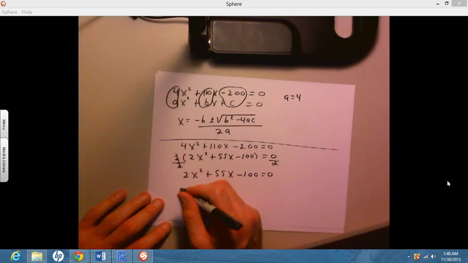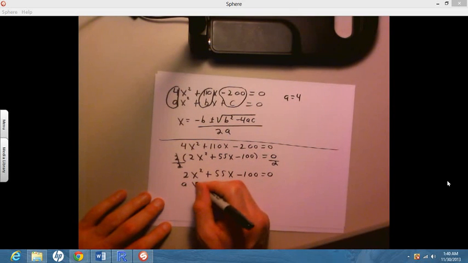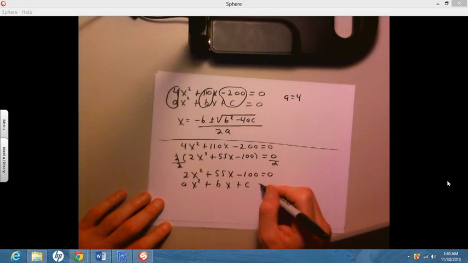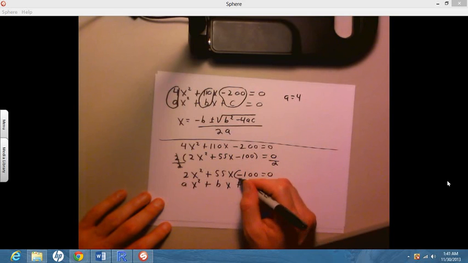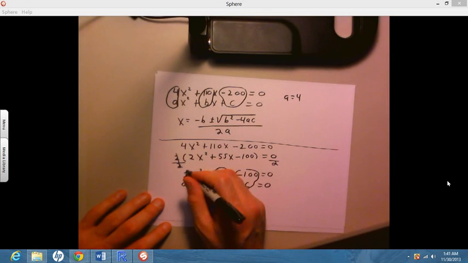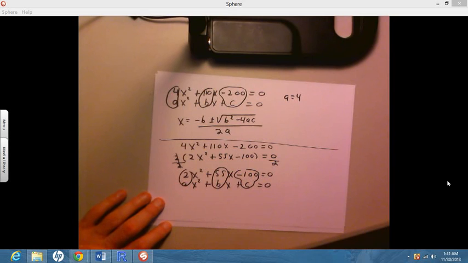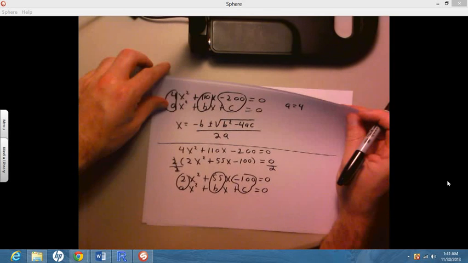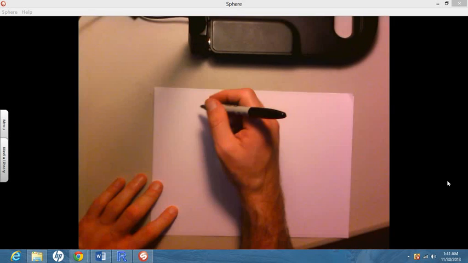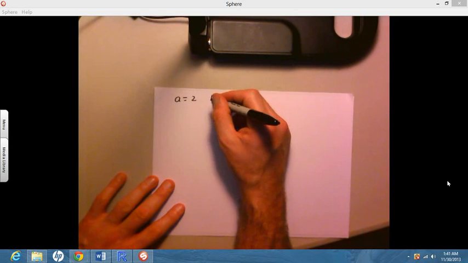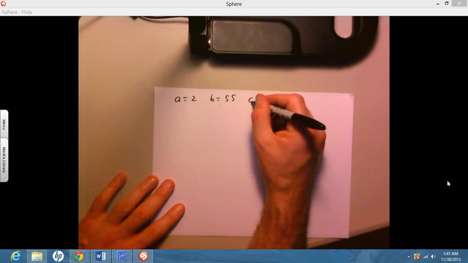And again, I'm in the form of ax squared plus bx plus c is equal to 0. But I wind up with c is negative 100, b is 55, and a is 2. Now to solve this equation, I just have to plug everything in here. So I'm going to go to a new page and just write down my values for a, b, and c. Once it's in the correct form, I know a, b, and c, then all I have to care about is the formula. And again, I'll just write down a equals 2, b equals 55, and c equals negative 100.